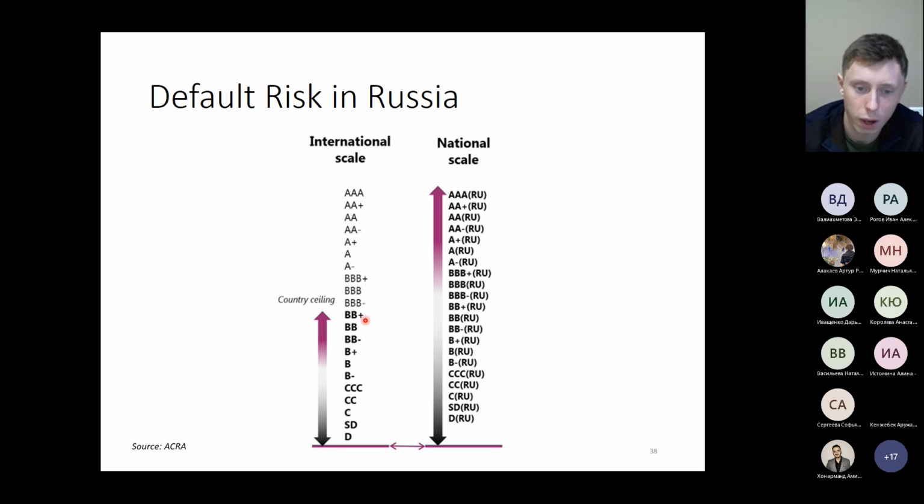In Russia, currently we are at this BB+ level, so the highest investment grade for a Russian company on the international scale would be BB+. But on the national scale, we might go higher for each of those companies, but those ratings would be issued only within the country for internal purposes. We might have this rating, but for international purposes, they would not exceed this level.